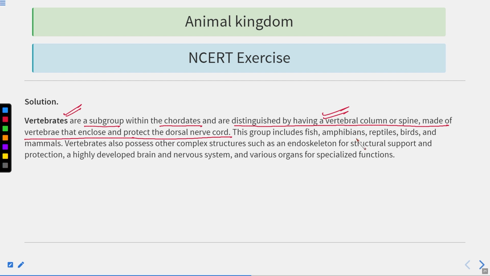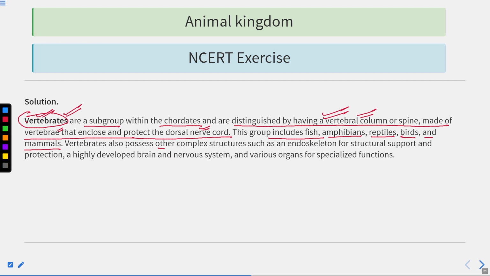In the last slide, we discussed the presence of notochord and spinal cord, but not this vertebral column. So if they have the vertebral column, then we are talking about the vertebrates. And vertebrates are a group of organisms present inside the chordates, right? These are made up of vertebrae that enclose and protect the dorsal nerve cord. Now this group includes fishes, amphibians, reptiles, birds, and mammals.